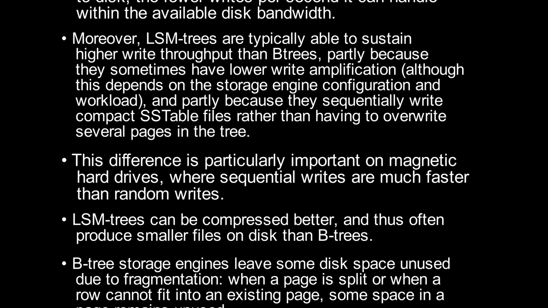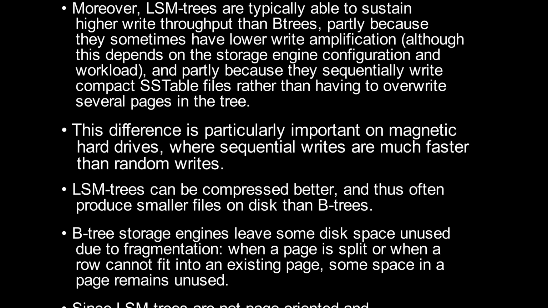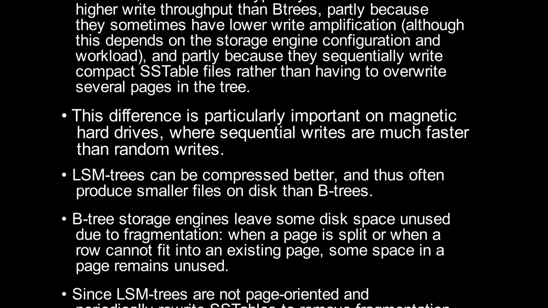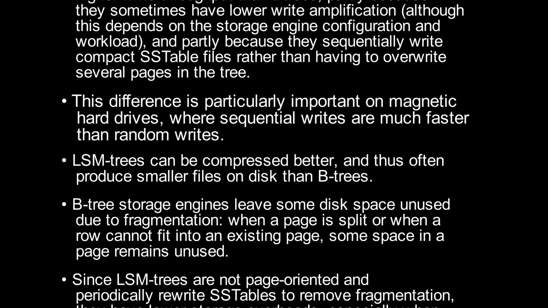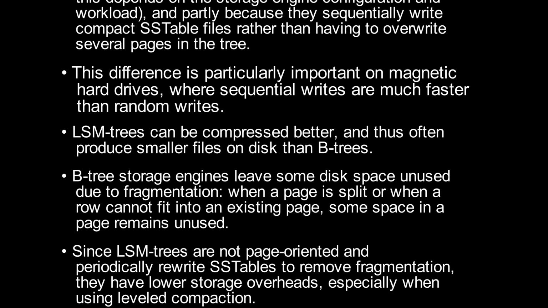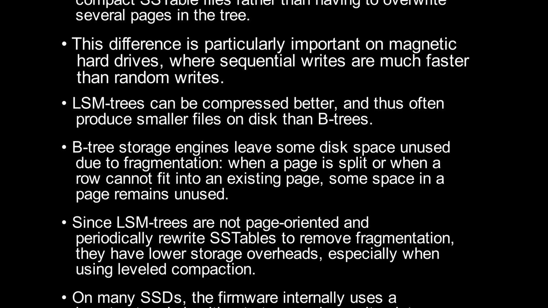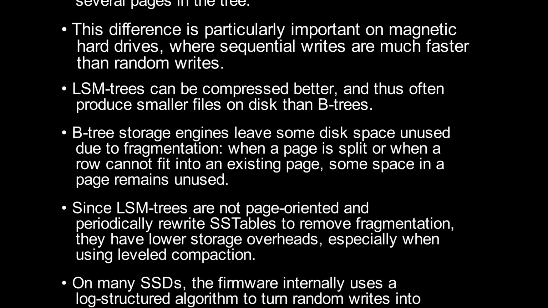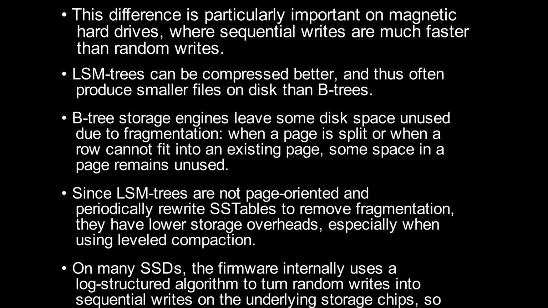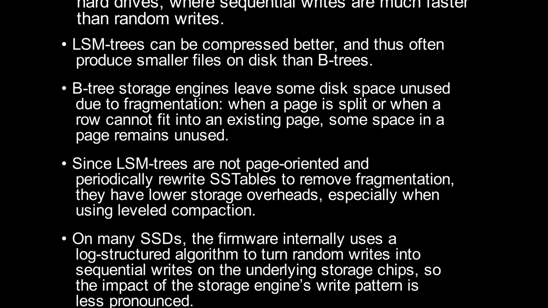LSM-Trees can be compressed better, and thus often produce smaller files on disk than B-Trees. B-Tree storage engines leave some disk space unused due to fragmentation. When a page is split or when a row cannot fit into an existing page, some space in a page remains unused. Since LSM-Trees are not page-oriented and periodically rewrite SSTables to remove fragmentation, they have lower storage overheads, especially when using leveled compaction.